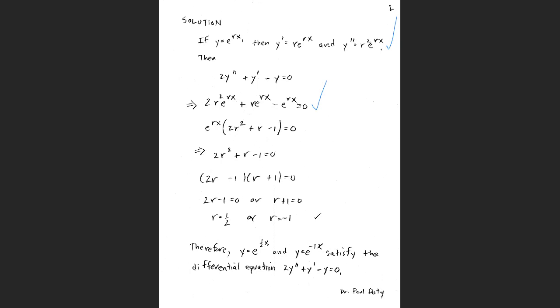Okay, well, so here we are. And what we'll do is we want to solve for r. So e to the rx power is a common factor in all three terms. So you'll get e to the rx times 2r squared plus r minus 1. That product equals 0. And I want to solve for r.